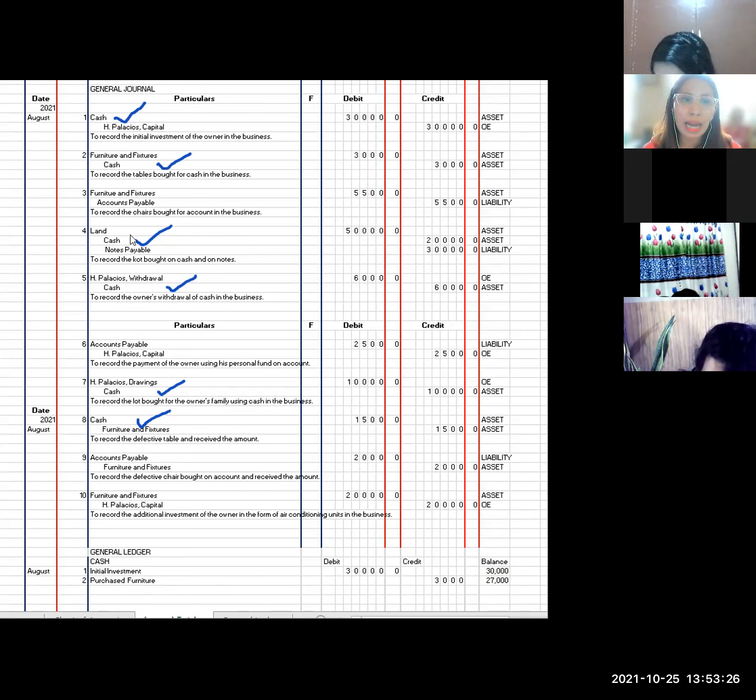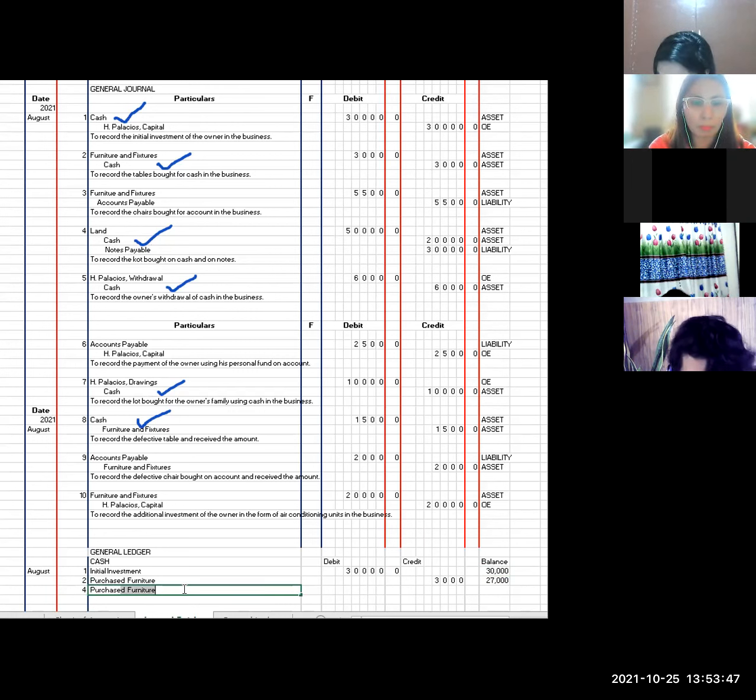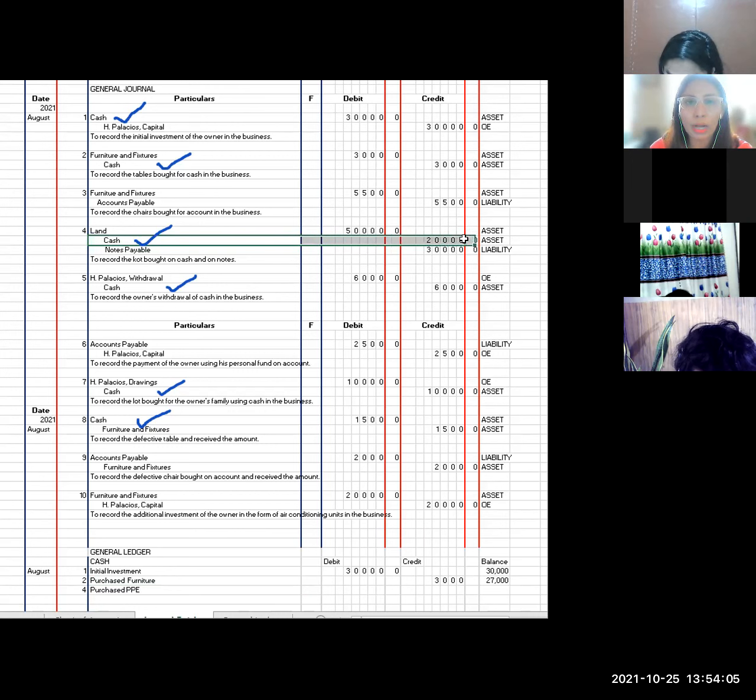Ano pa yung next cash entry natin? August 4, tama? What happened on August 4? To record the lot bought on cash and on notes. Okay. Purchased PPE. Property, plant, and equipment. Okay, nag-purchase siya, therefore ang cash ay nasa credit side. Please refer on the entries. How much? 20,000 pesos. Credit.